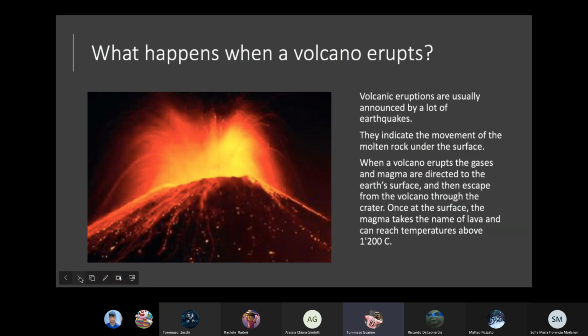Then I'm going to talk about what happens when a volcano erupts. Volcanic eruptions are usually announced by a lot of earthquakes. They indicate the movement of the molten rock under the surface. When a volcano erupts, the gases and magma are directed to the Earth's surface and then escape from the volcano through the crater. Once at the surface, the magma takes the name of lava and can reach temperatures above 1200 degrees.